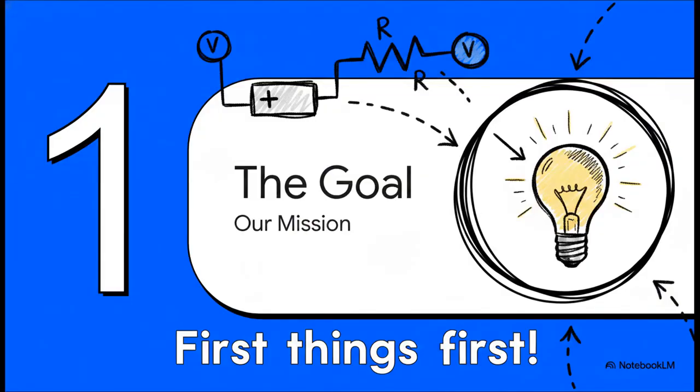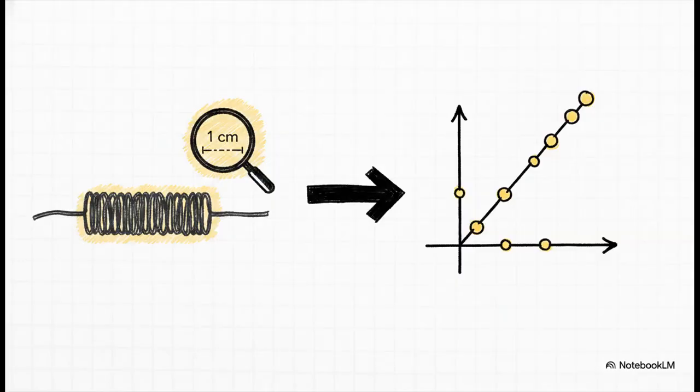Okay, first up, the goal. Before we start connecting any wires, we have to know exactly what we're trying to achieve. Every good experiment has to start with a really clear mission. So our aim is to figure out the resistance per centimeter of a specific wire. But listen, we're not just hunting for a single number. The real key to this experiment is plotting a graph of voltage versus current. That graph is what's going to visually reveal the wire's hidden properties.